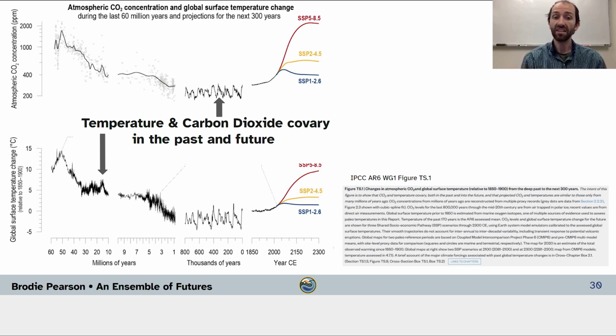And one of the really nice things that comes out of synthesizing these diverse data sets is that we can see that the temperature and carbon dioxide co-vary both in our past observations over various timescales and in our future projections, which gives us confidence in a model's abilities to reproduce this physical connection between temperature and carbon dioxide.